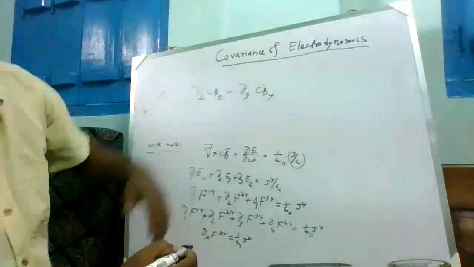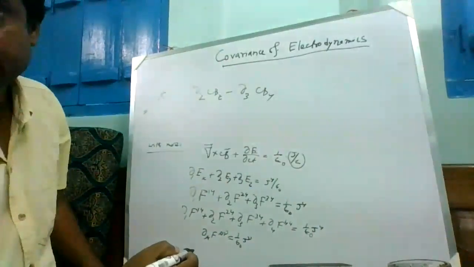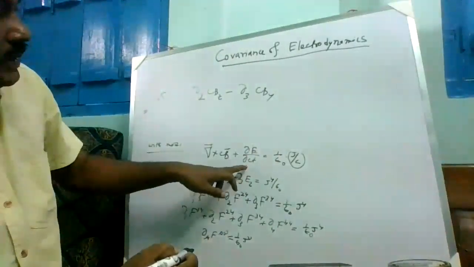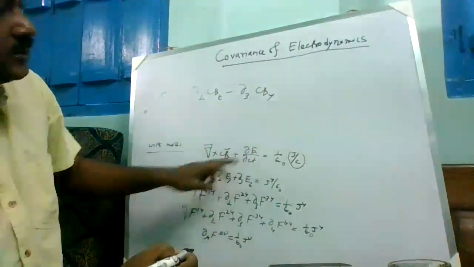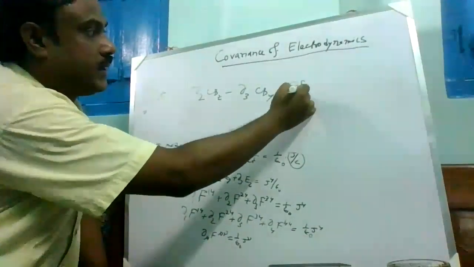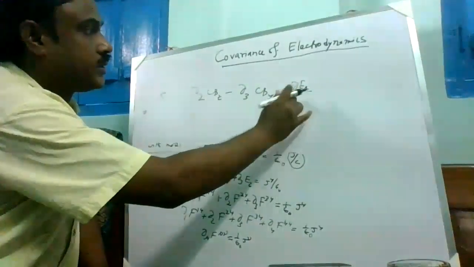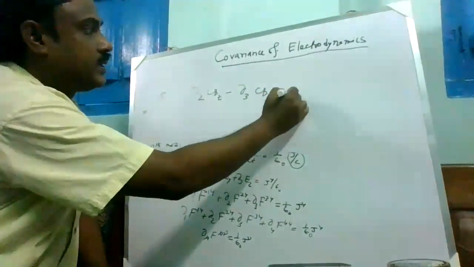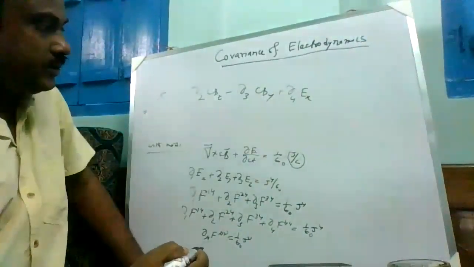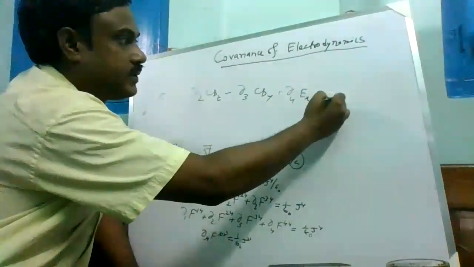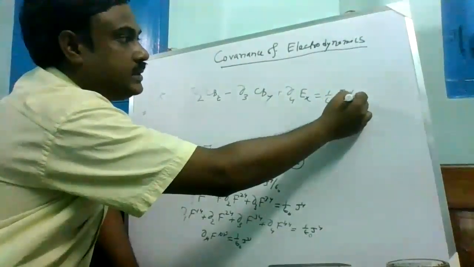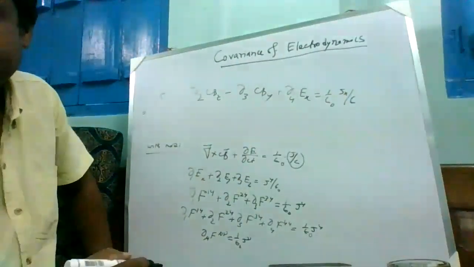First component will be this, minus there is another term, del e del ct. If I take the x component, then this will be plus del ex by del x4. I'm sorry, this will be del 4 Ex, and the right hand side will be 1 by epsilon 0 Jx by c.